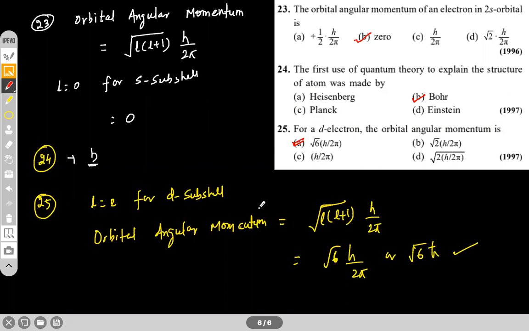So these are the questions that they most commonly ask in this particular chapter. We'll have another session on the same chapter, atomic structure, and we'll see different types of questions that have been asked in this chapter. Okay. Thank you so much.